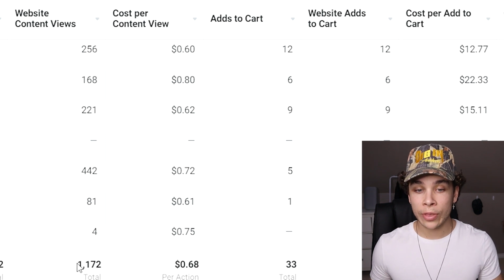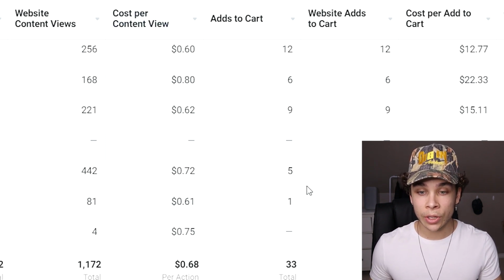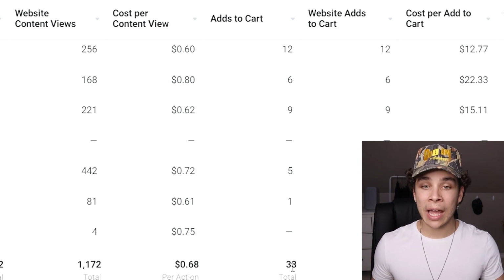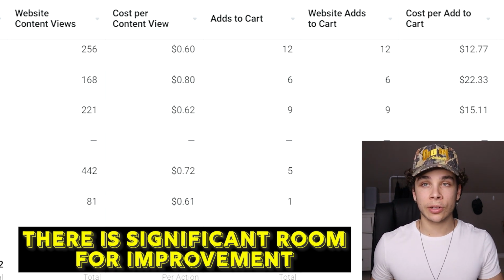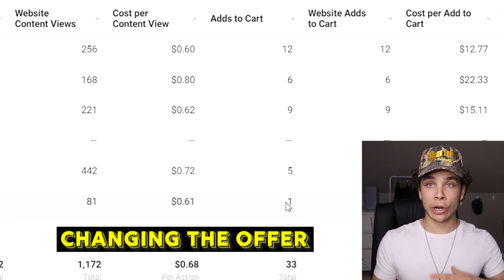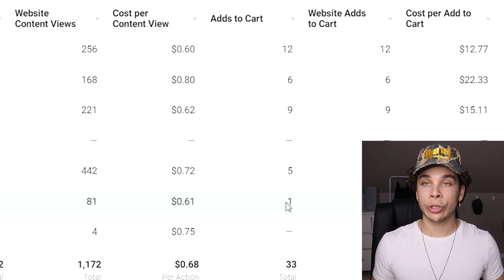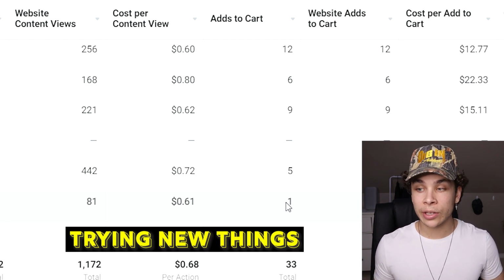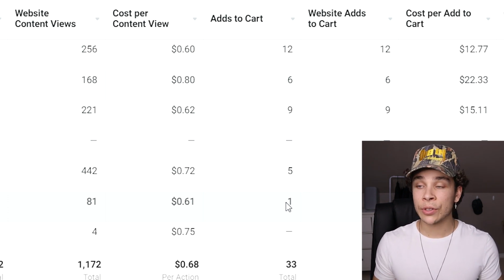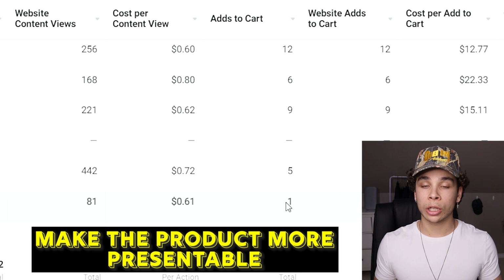As you can see, we have 1,172 content views and only 33 add to carts in total. So we are definitely not at that marker yet, which means there's significant room for improvement within that realm. Whether it's changing our offer, changing up from the traditional buy one get one free or 50% off type offers, trying new things, switching up the landing page, copy, throwing in more images and GIFs, trying to make the offer and the product more presentable.